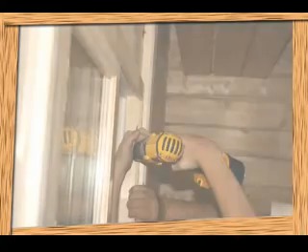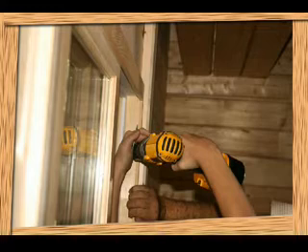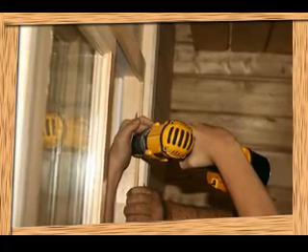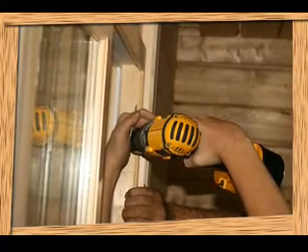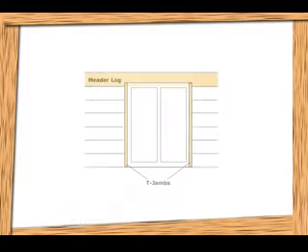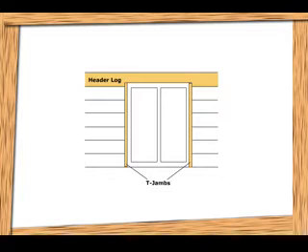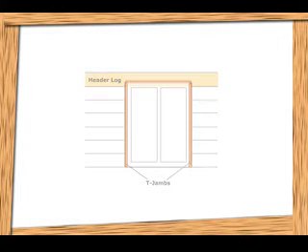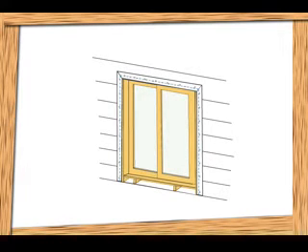With windows shimmed and square in the opening, screw the window casing to the T-jambs from inside of the cabin using 3 screws on each side. When installing vinyl clad windows with a nailing flange, caulk the exterior edge of the T-jambs and top header log prior to nailing the window flange to the T-jambs and top header log. This will seal the window against water infiltration. Nail the flange into the T-jambs and log header.